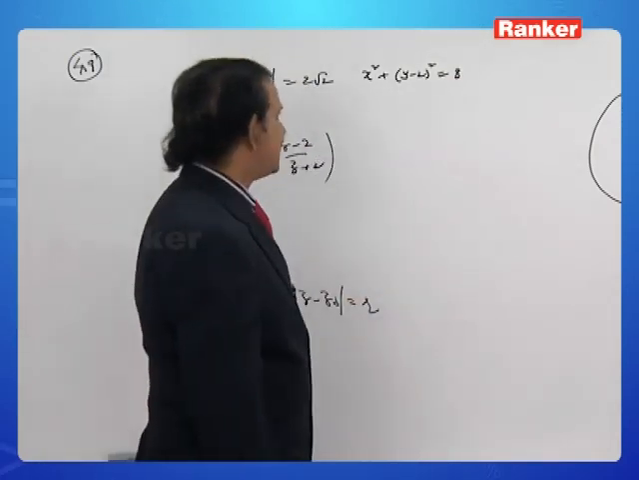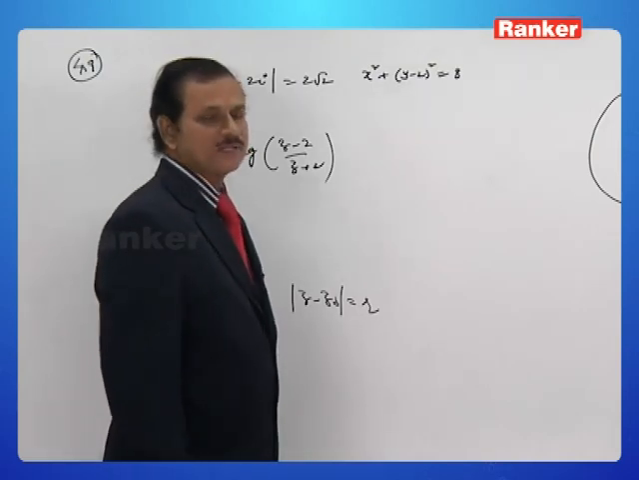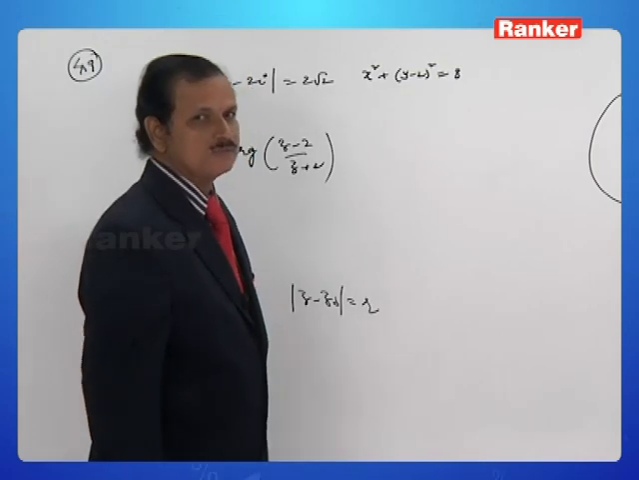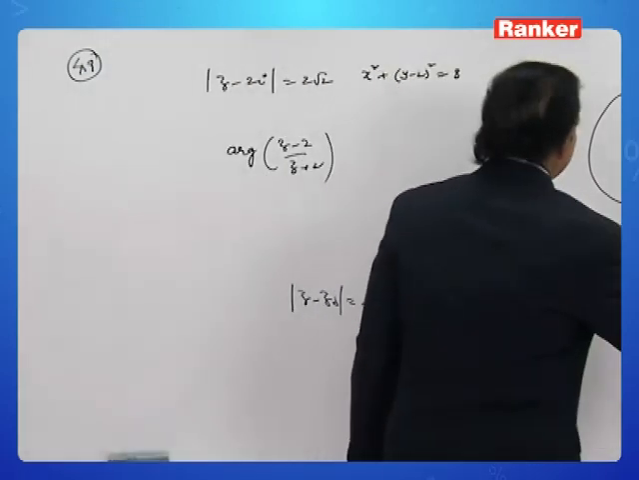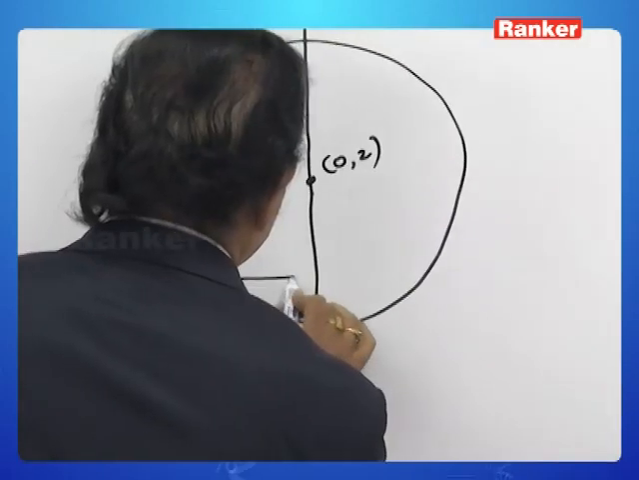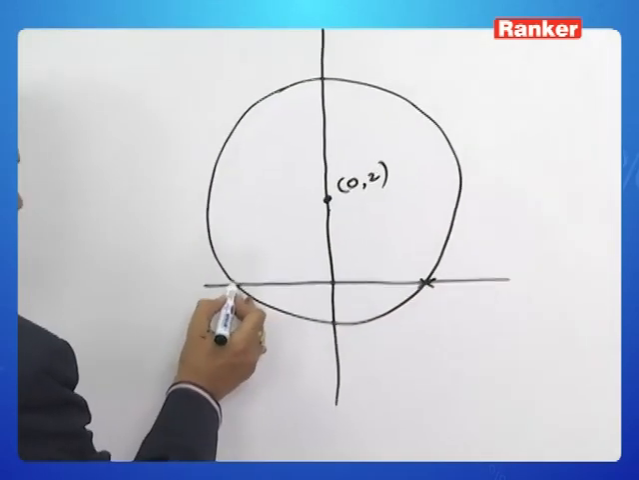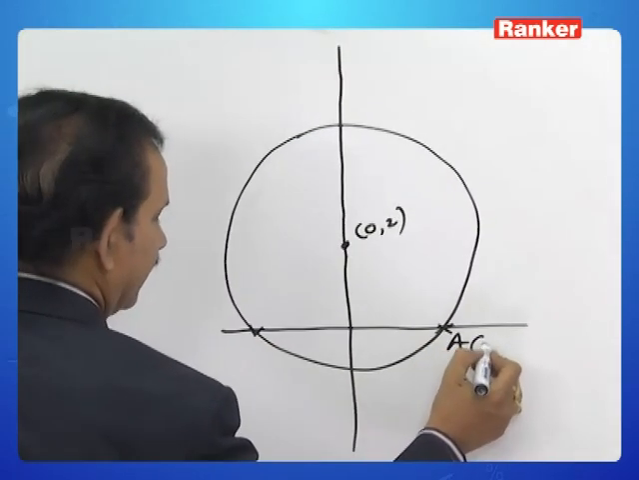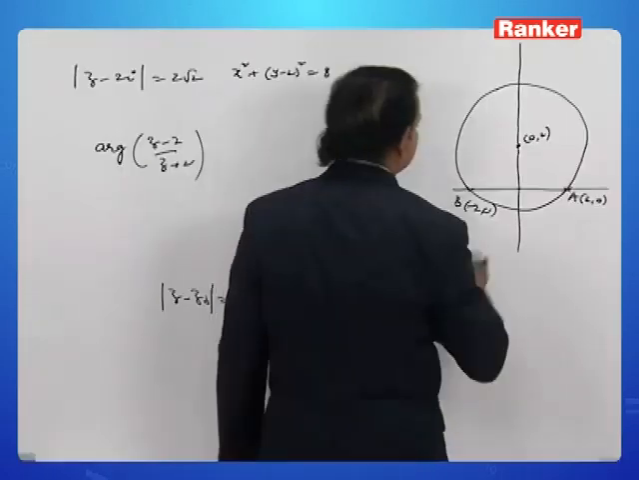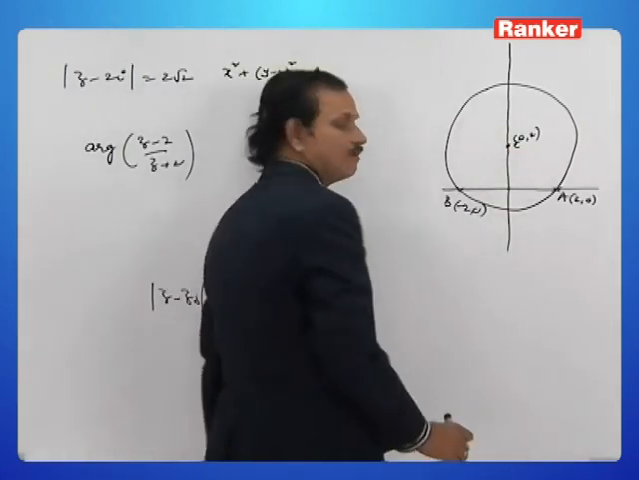Where does it cut the x-axis? Take y is equal to 0. x square plus 4 is equal to 8. So x square is equal to 4. So x is equal to plus or minus 2. Yes. Let me name these 2 points A (2, 0), B (minus 2, 0). And this is of course the point C, center of the circle.